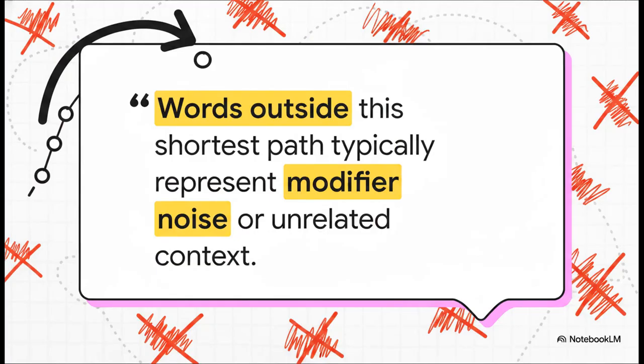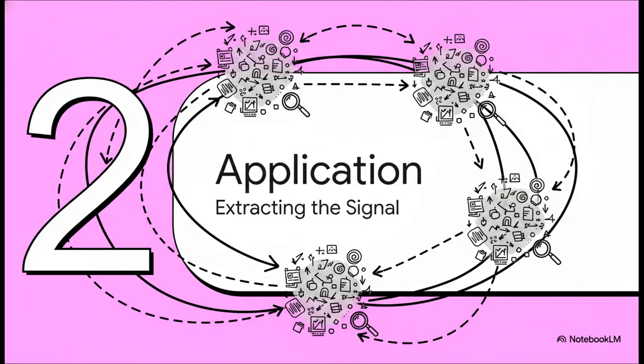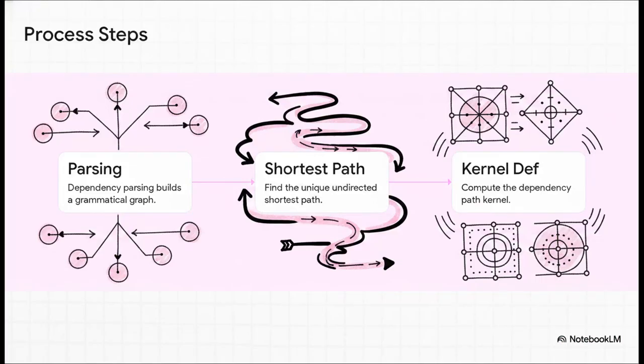And this quote right here completely nails the philosophy. Words outside this shortest path typically represent modifier noise or unrelated context. Basically, if a word isn't on that absolute shortest grammatical path, it's just distracting the algorithm. Cut it out. So moving on to the application, 3 steps to extract the signal. How do we actually put this into practice mathematically? It really just breaks down into these 3 algorithmic steps. We parse the grammar, we extract the shortest route, and we calculate the similarity kernel.